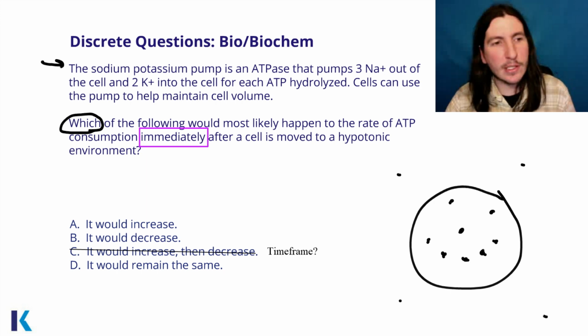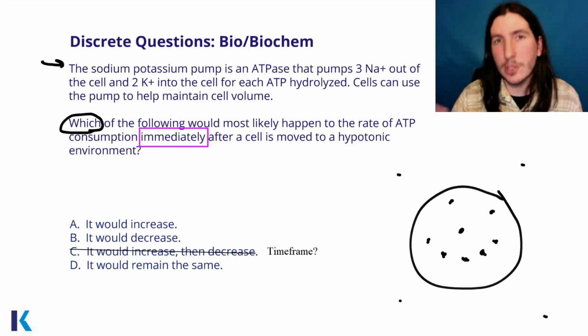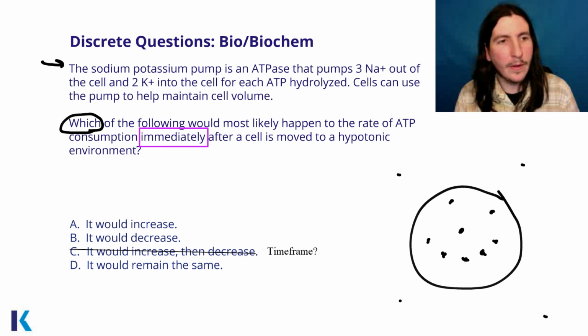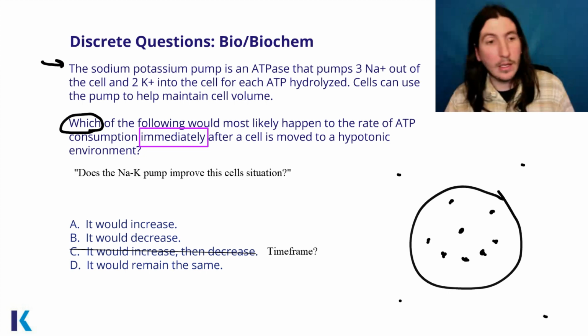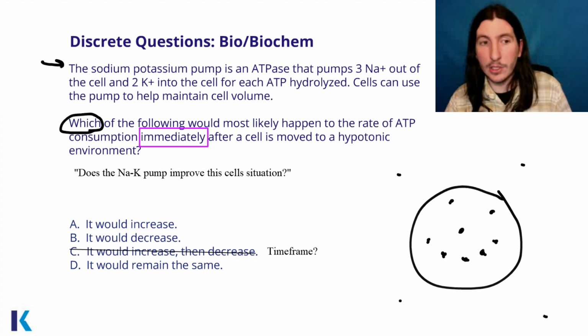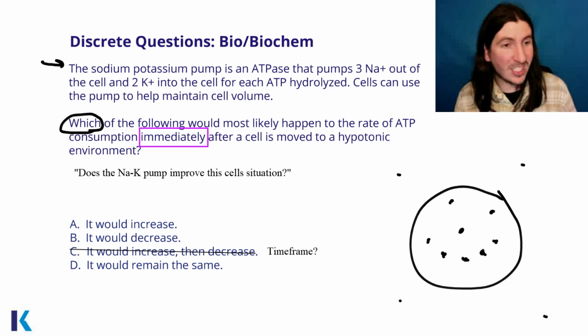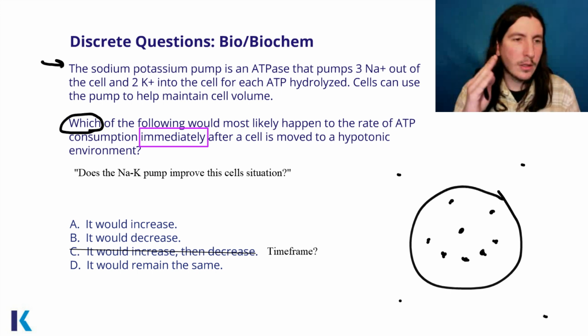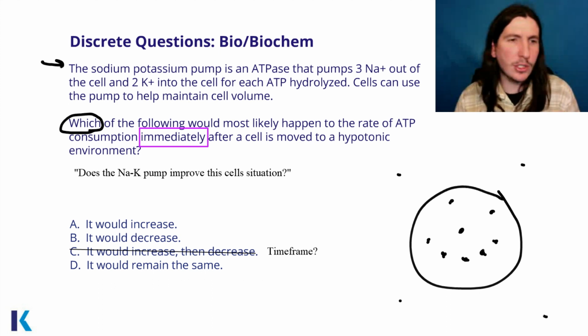So we can rephrase this question, and it is good to rephrase questions in your own mind. So this question now instead is asking me, does the sodium-potassium pump improve this cell's situation? If so, if it improves the situation, ATP use is going to increase. If it makes the situation worse, ATP use is going to decrease. If it has no effect, it'll just stay the same. So, go ahead and let me know in the poll which one matches what will happen here.